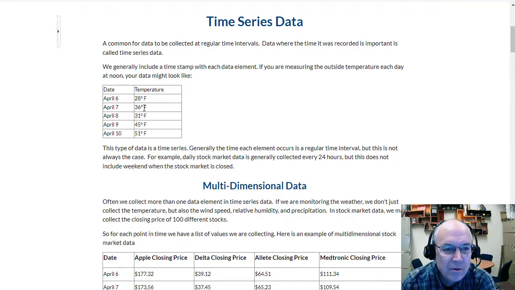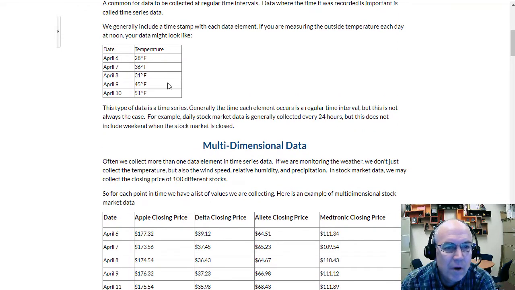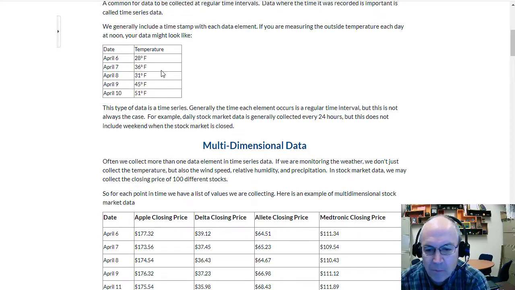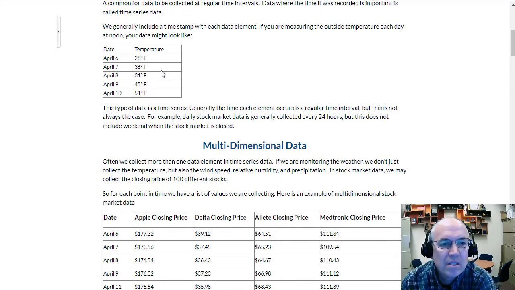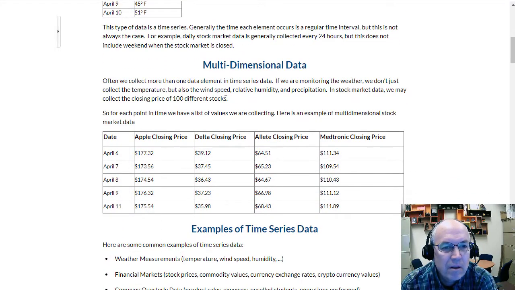Now, often you're not just recording one point of data, you're recording multiple ones. So maybe if you have a little weather station outside every day, you wouldn't just record the temperature, but you'd have the temperature, the wind speed, the relative humidity, things like that. So often we're looking at what we call multi-dimensional data. Same with stocks, rather than just looking at one stock, often you're looking at a whole set of stocks, and you do those recordings again at specific times. So often we record all the data at a certain time. So maybe at closing on each day you record a stock price.